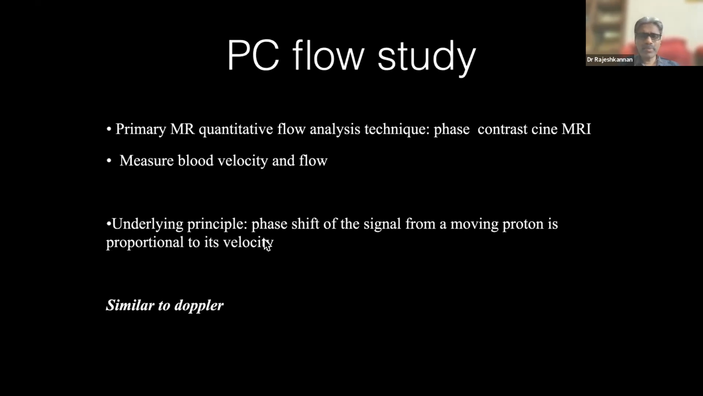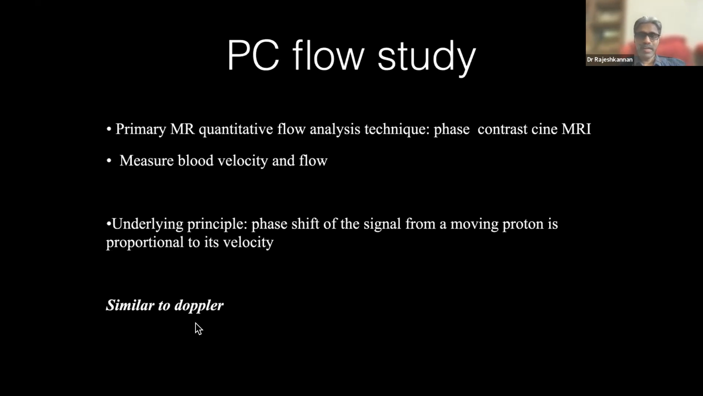And what is the underlying principle? The basic principle of phase contrast flow study is that the phase shift of the signal from a moving proton is directly proportional to its velocity. So basically, any moving protons are going to produce a phase shift when we apply a particular pulse sequence to produce that effect.